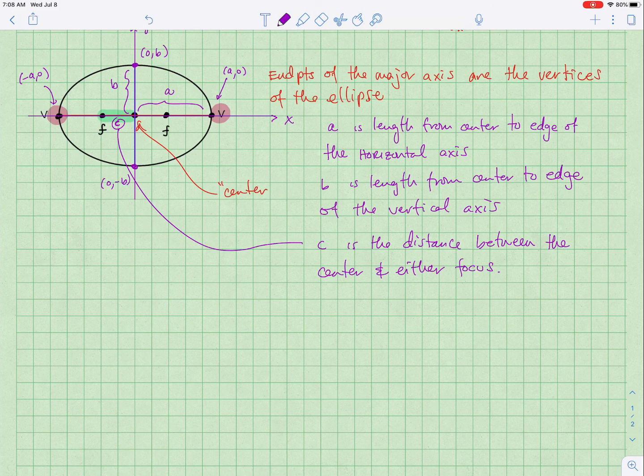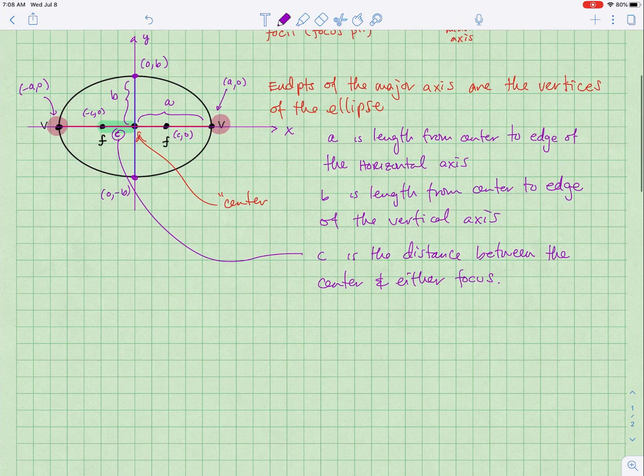C is the distance between the center and either focus. So that makes this point here (negative C, 0) and this point (C, 0). So watch out for that. And those are the basic features.